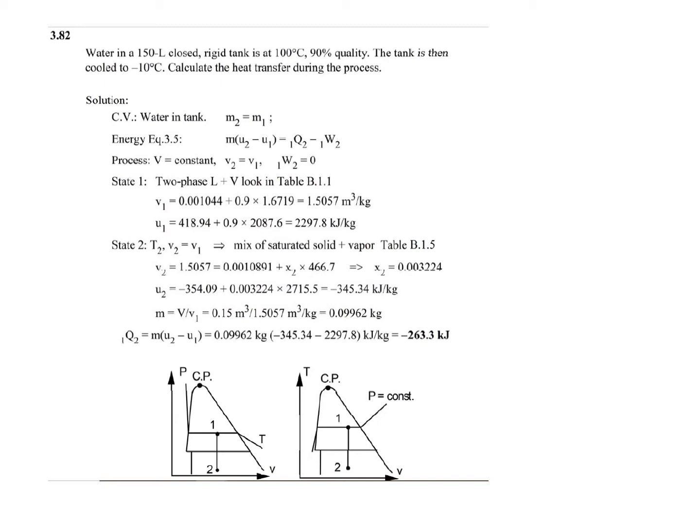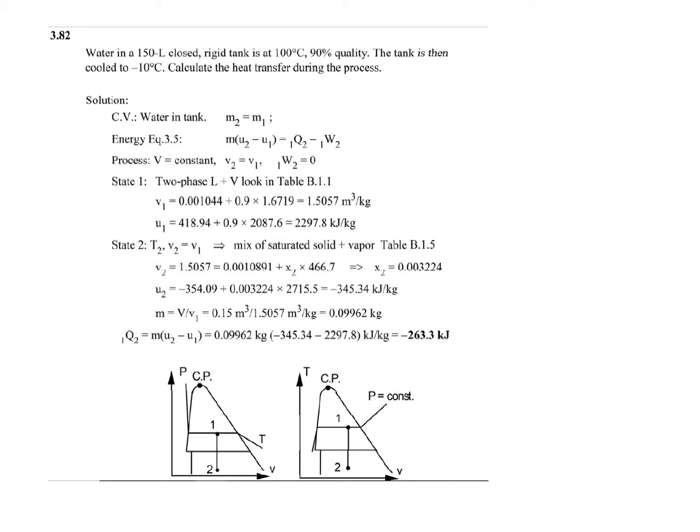Now a 150 liter closed rigid tank is at 100 degrees centigrade and 90% quality. The tank is then cooled to minus 10 degrees centigrade. Calculate the heat transfer. It will be quite similar to the previous problem, and the only difference is that the first state was saturated vapor in the previous question.